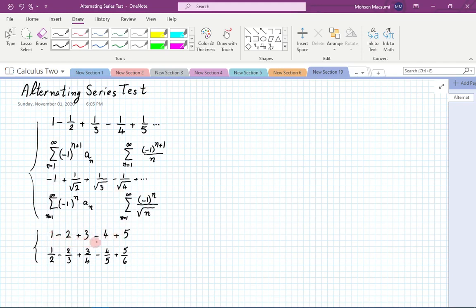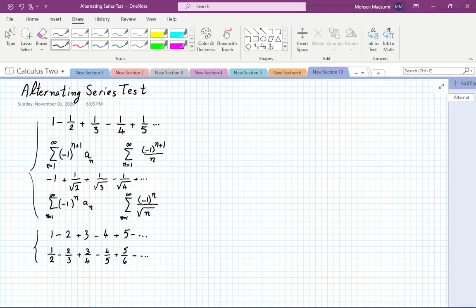1 minus 2 plus 3 minus 4 plus 5, and so on. Let's write the dots. And correct this thing. 1/2 minus 2/3 plus 3/4 minus 4/5, and so on.